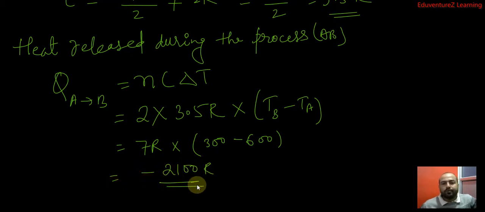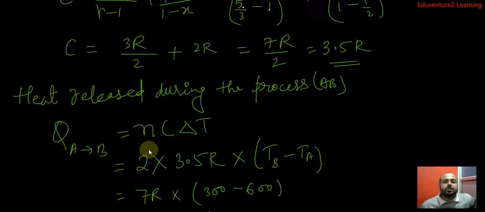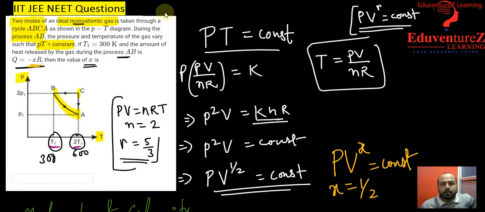So I think we have found the value of x asked in the question. The question is asking about the value of x. So here the value of x is 2100. So our answer is 2100.